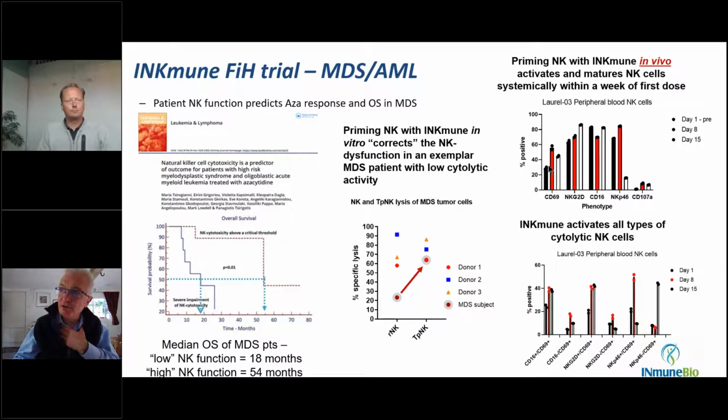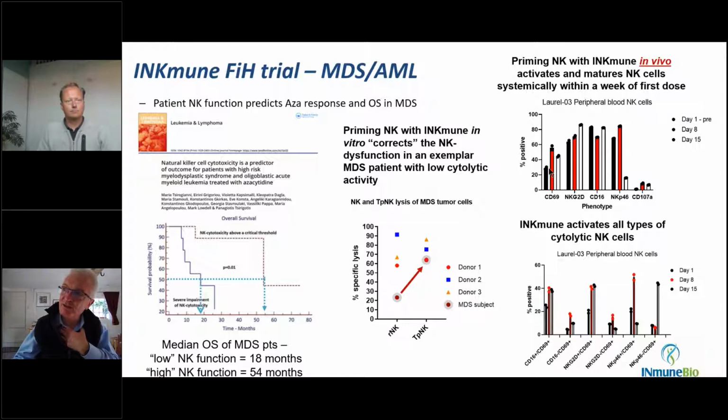So these are data which are not published. They are on the website, so they are in the public domain. But these are the first data from the first patient treated in our first trial with INKmune. And what we've demonstrated here is that the priming effect with these INKmune cells occurs in vivo just like it does in vitro. And after 15 years of developing this in vitro, this is extremely exciting.